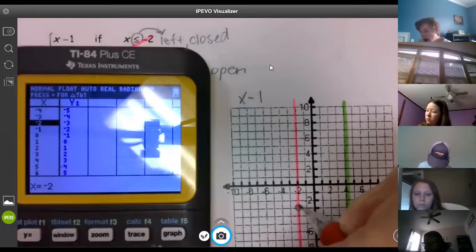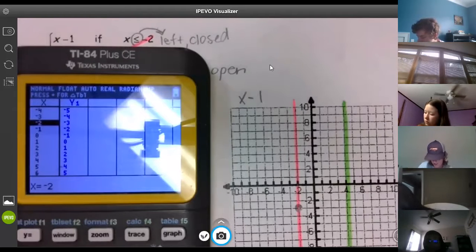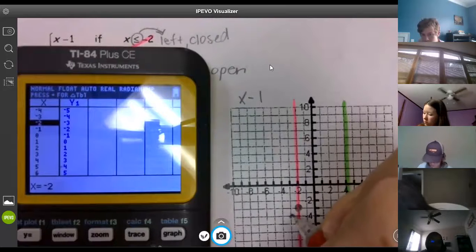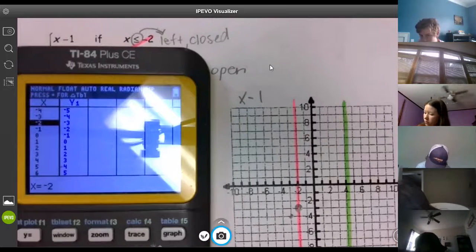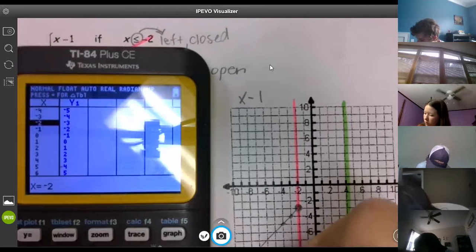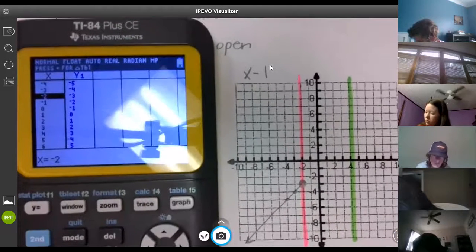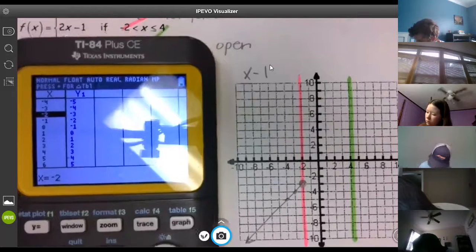So I'm going to close it up. Give me a point to the left. -3, -4. Your next coordinate to the left is -4, -5. Hopefully you're seeing that pattern. You don't have to keep doing it. Connect them, draw the arrow. Okay, so we finished that one.